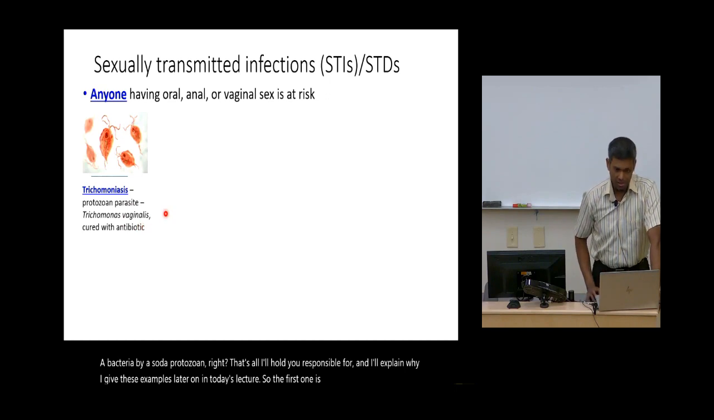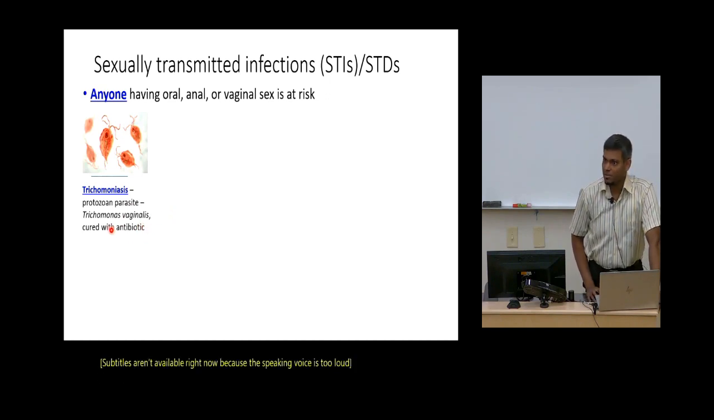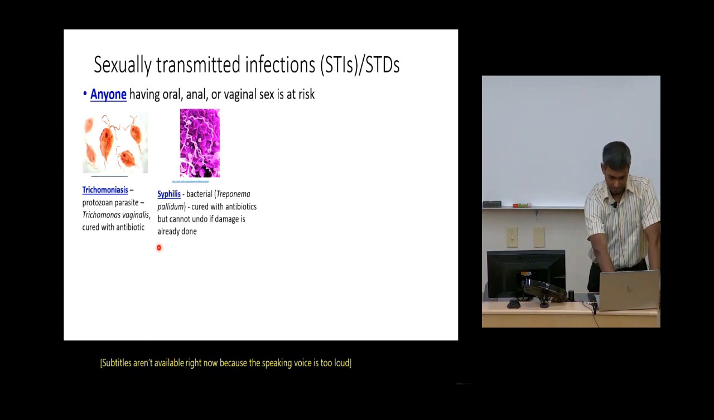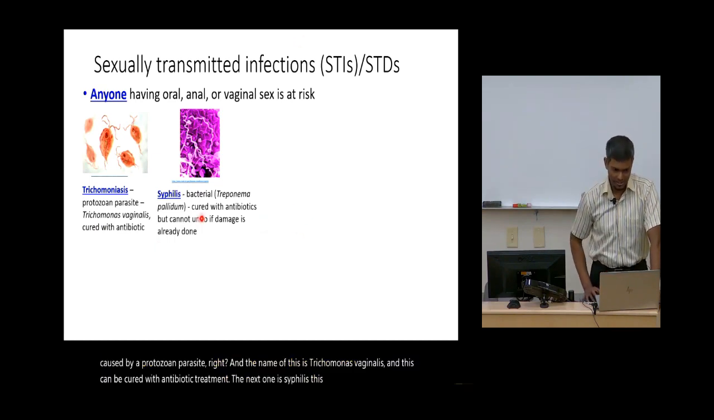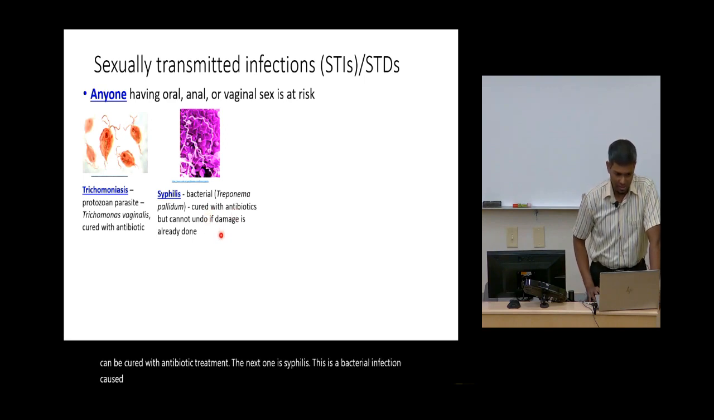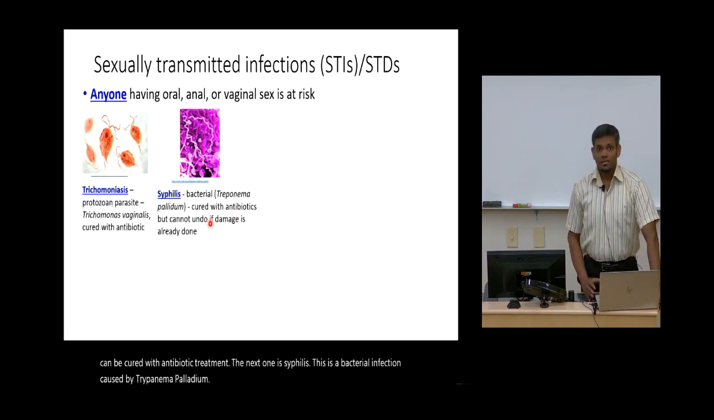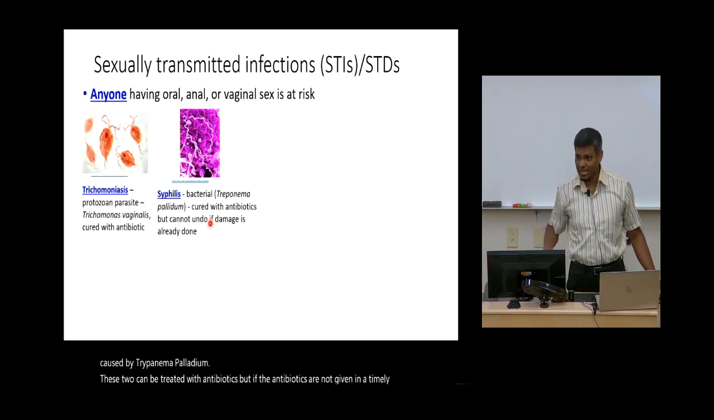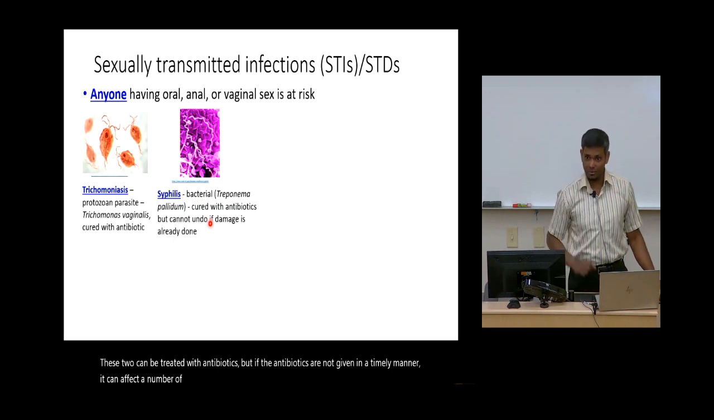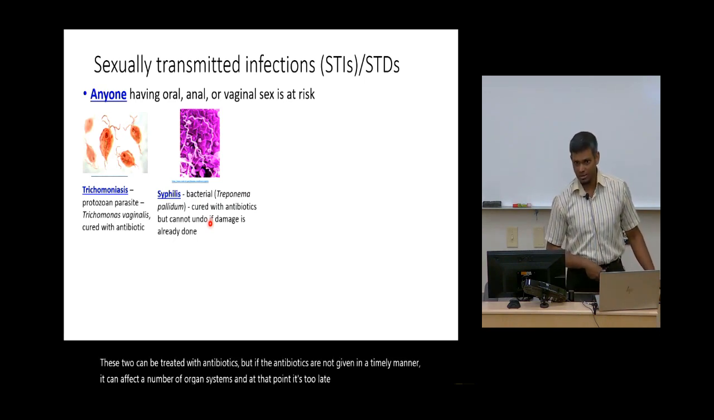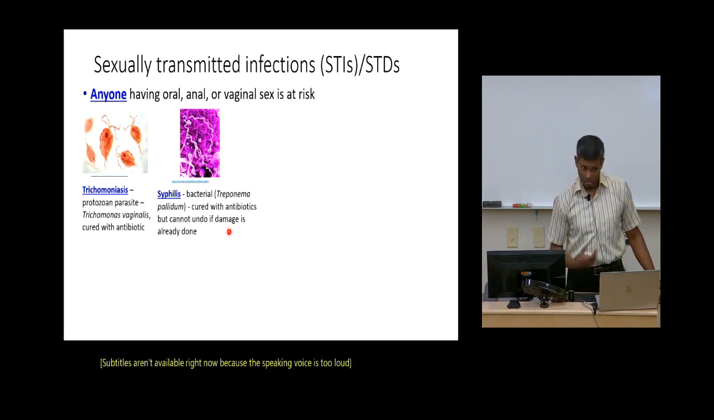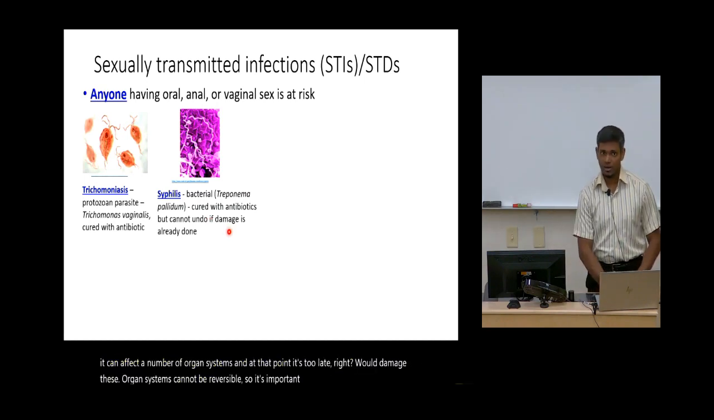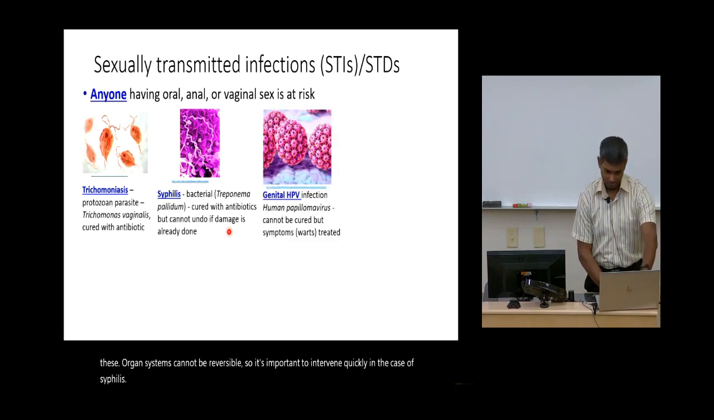So the first one is trichomoniasis, and this is caused by a protozoan parasite, right? And the name of this is Trichomonas vaginalis, and this can be cured with antibiotic treatment. The next one is syphilis. This is a bacterial infection caused by Treponema pallidum. This too can be treated with antibiotics, but if the antibiotics are not given in a timely manner, it can affect a number of organ systems, and at that point it's too late, right? The damage to these organ systems cannot be reversed, so it's important to intervene quickly in the case of syphilis.